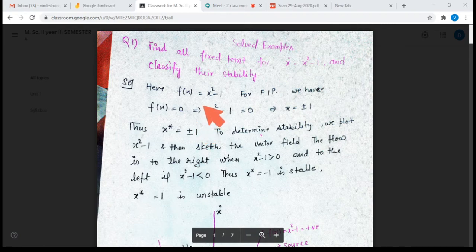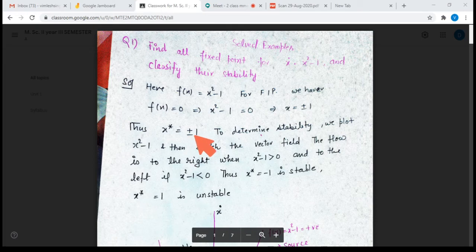For a fixed point, f(x) equals 0, or we say x dot equals 0. It means there is no flow at the fixed point. This gives the equation x square minus 1 equals 0, so x equals plus or minus 1. Here we have two fixed points, or critical points, plus 1 and minus 1. Now we find the stability, or the nature, of the fixed point plus 1 and of the fixed point minus 1.